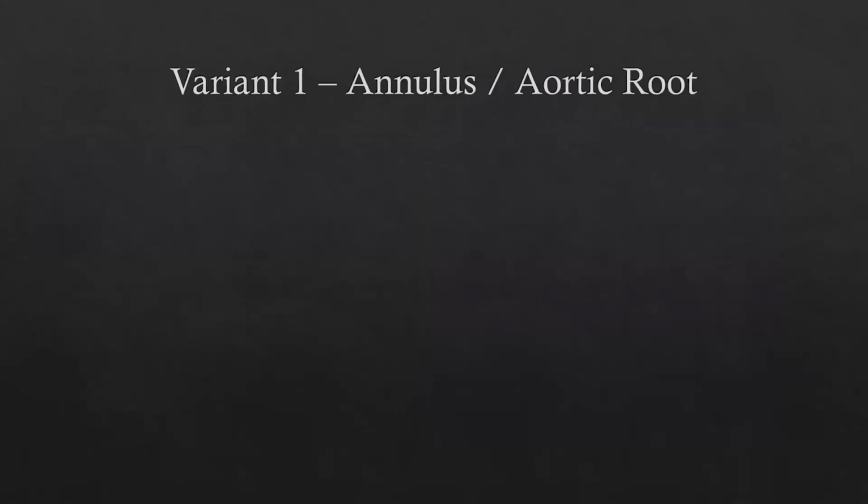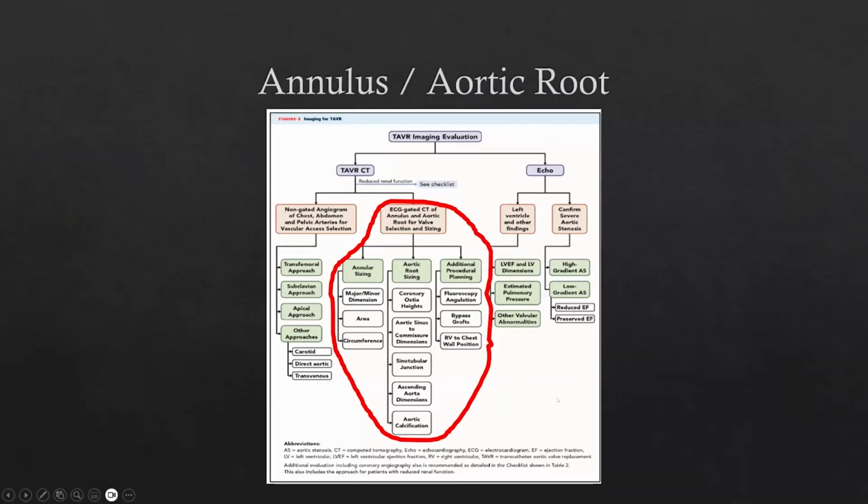So for the first variant, looking at the annulus and aortic root, we'll focus our attention on the circle in red. This anatomy is evaluated with a cardiac CTA, preferably EKG-gated. What we're looking at is annulus size, in terms of area, circumference, and dimensions, the overall aortic root features, including coronary ostial heights, which we'll talk about in a second, sinuses of Valsalva measurements, sinotubular junction, ascending aorta measurements, and then also a general description of the calcifications of the aorta.